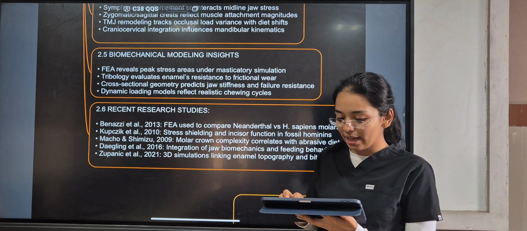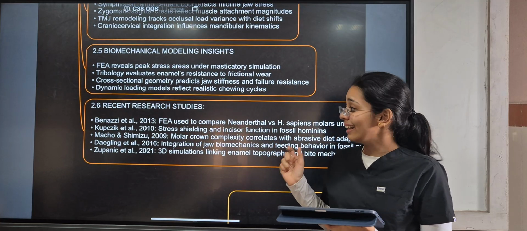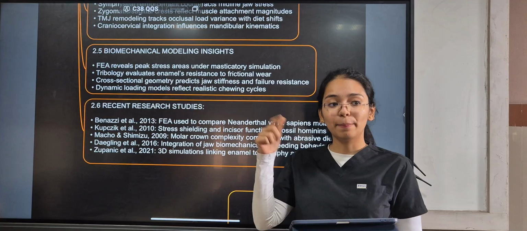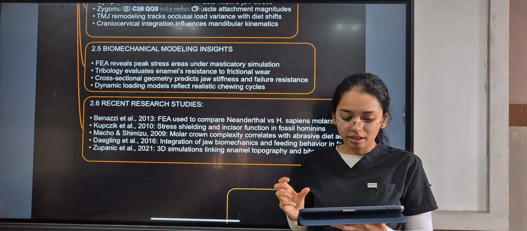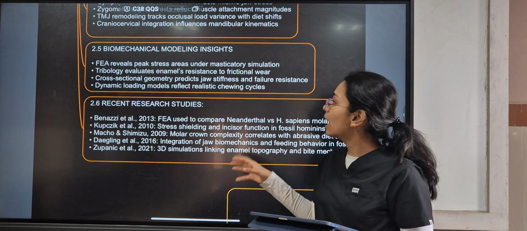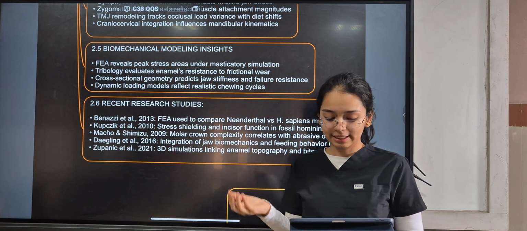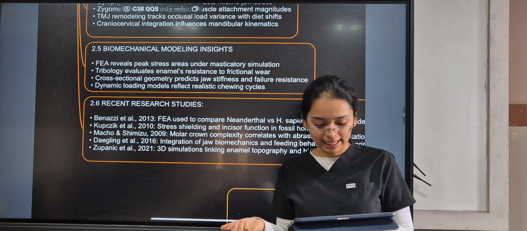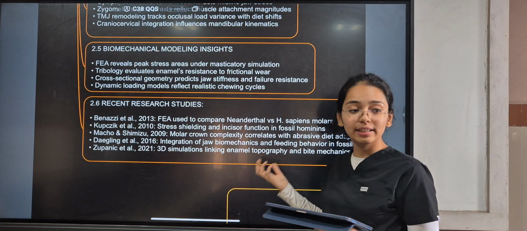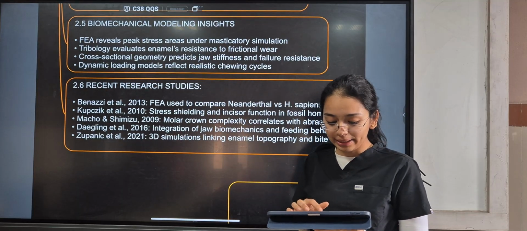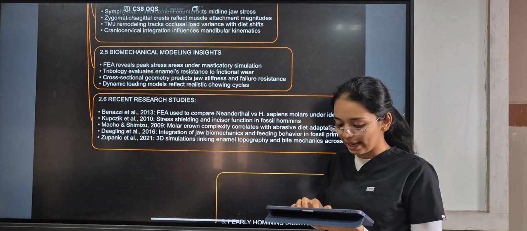And finally, we have biomechanical modeling insights, where finite element analysis reveals the peak stress areas under masticatory simulation. Tribology evaluates enamel's resistance to frictional wear. Cross-sectional geometry is also a modeling insight, which predicts jaw stiffness and failure resistance. Next, we have dynamic loading models that reflect the real chewing cycles of the masticatory system.